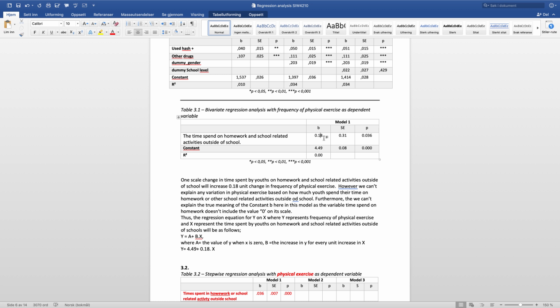not active at all to, maybe two, three, four, maybe five very active or something. And the p-value is less than 5%, so this can be generalized to the population. And this would be the mean on the dependent variable if the independent variable, 0, is a valid value, but I assume that it's not.